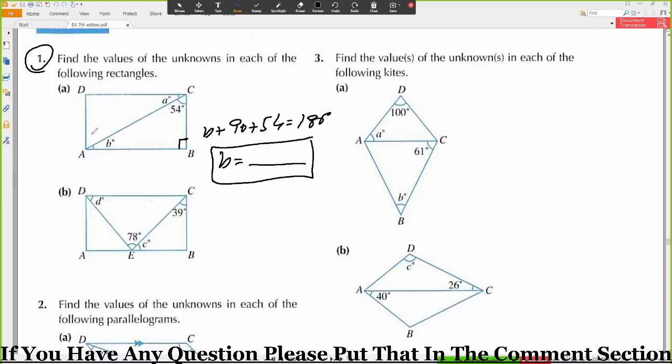You can also do 90 minus 54, then you'll get A, and A is alternate to B. Yeah, exactly. Good.